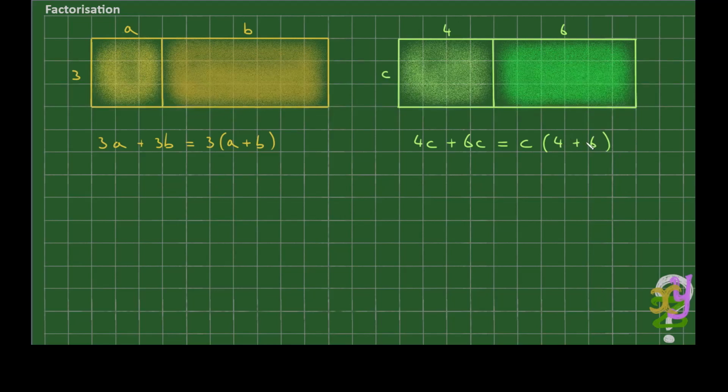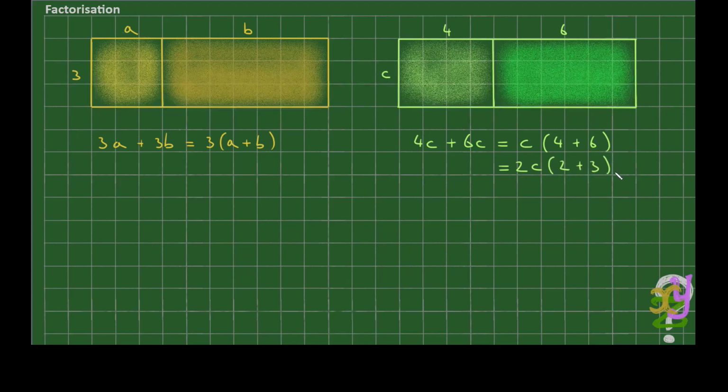What are the common factors for 4 and 6? Well, both 4 and 6 are divisible by 2. So I could take that outside of the bracket as well, which means I will have 2c, and then inside the bracket 2 plus 3.